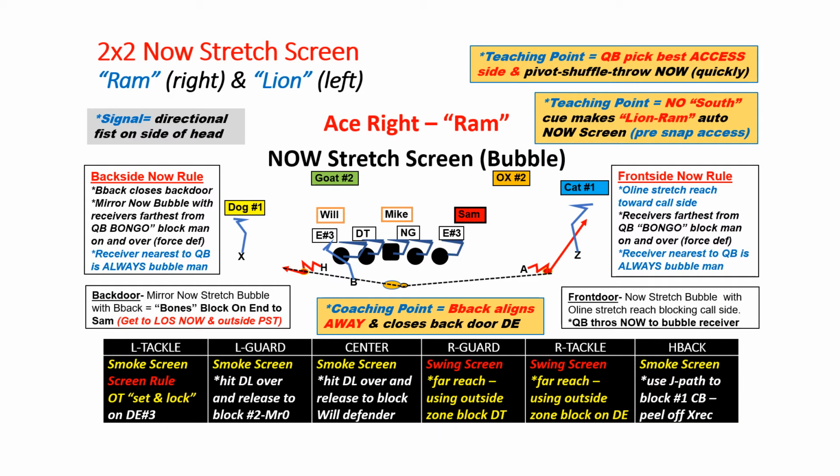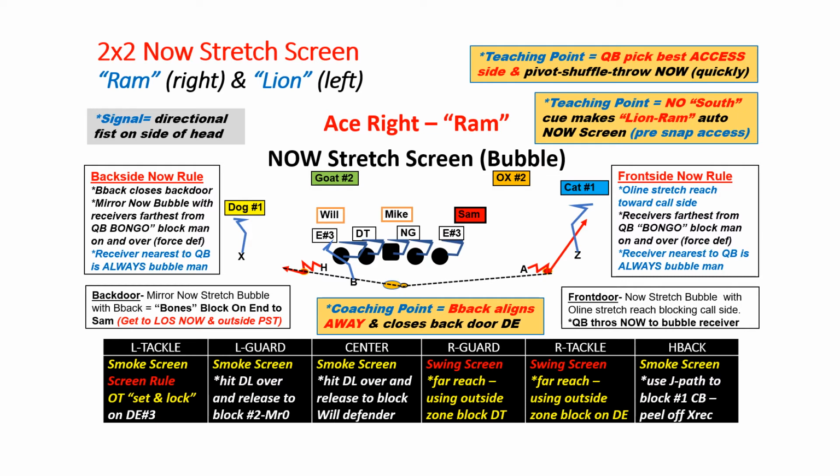Here then we start to do our now screen. And again, we just keep using this stretch zone blocking techniques. Ram would be to the right, Lion is to the left. Nice thing about this with the Ram is now that O-line is doing that far reach technique again. The back closes the back door on Ram or Lion, so must align away.